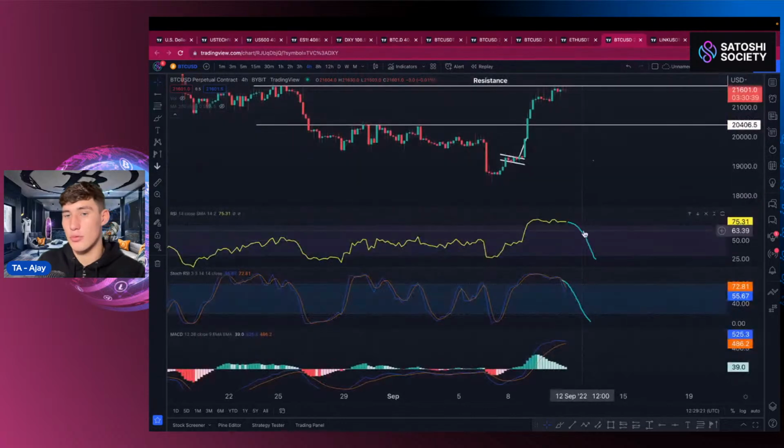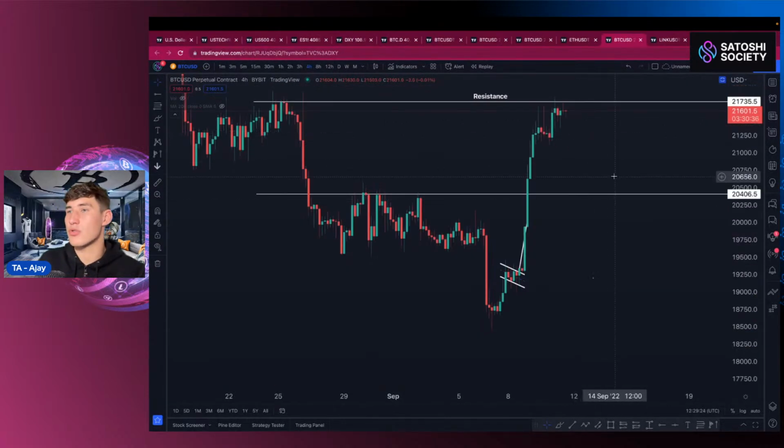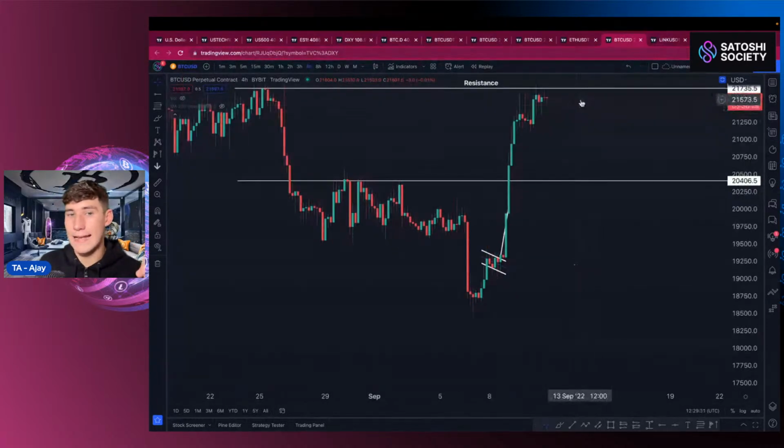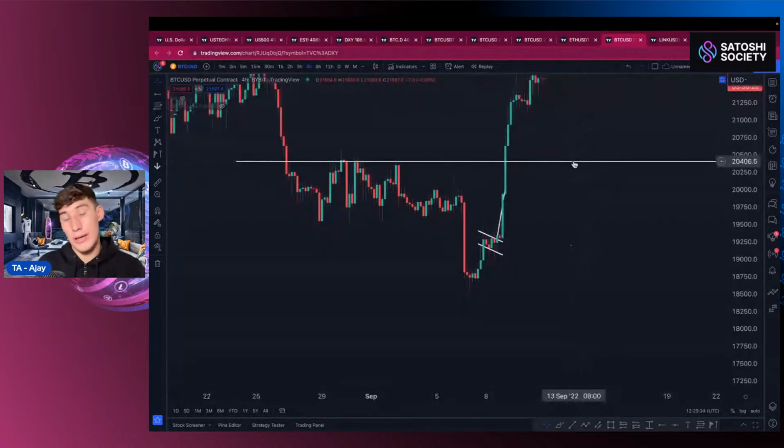When the indicators do reset and we do come into some sort of support, that's where I would be looking to take profit. But then I would move my stop loss to entry. And then what I would do is I would wait to see if the trade could run, maybe breaking support at 20,400.